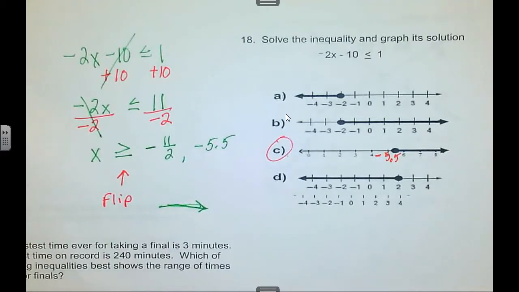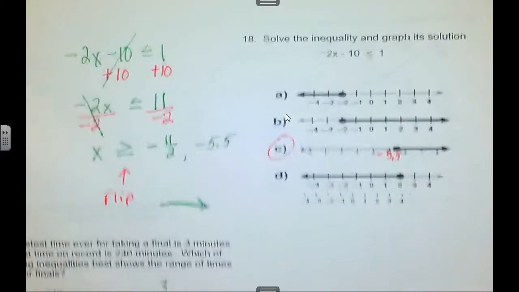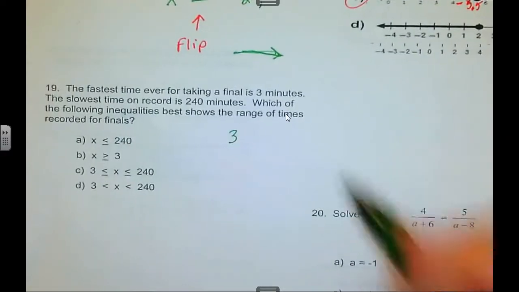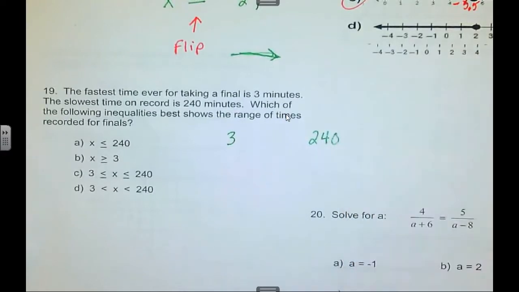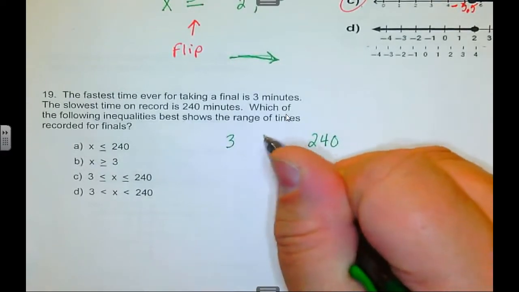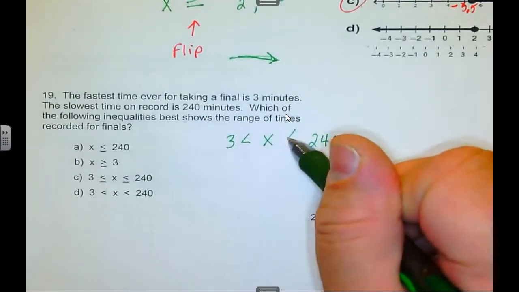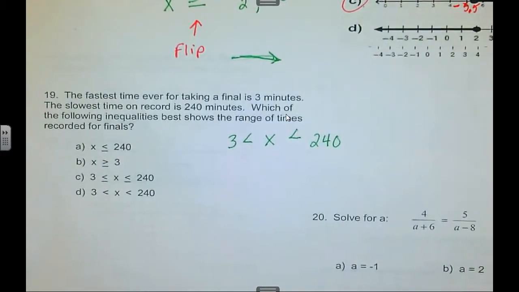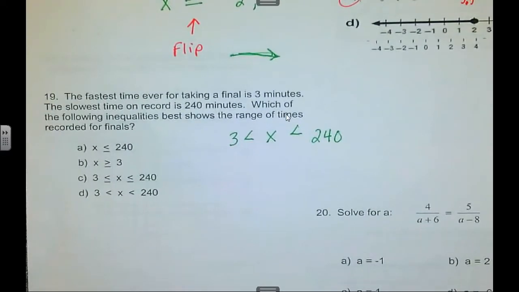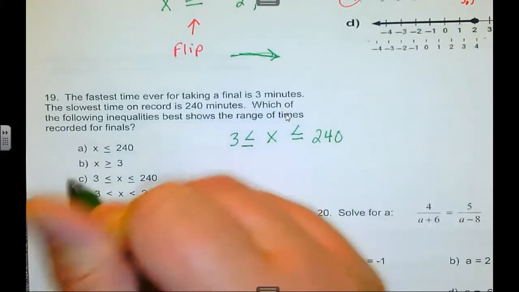The fastest time for ever taking a final is 3 minutes. The slowest time on record is 2:40, and I got a feeling we're going to have some students beat that. So there's my range between 3 and 2:40. Now, the question is, does it include 3 minutes and 2:40, or does it not include those numbers? Yes, it does. So the answer is C.